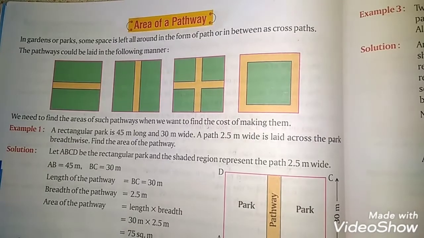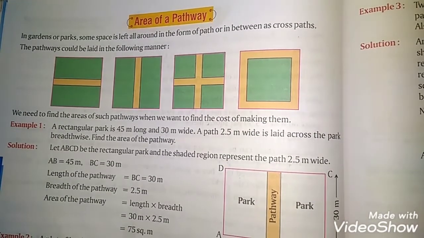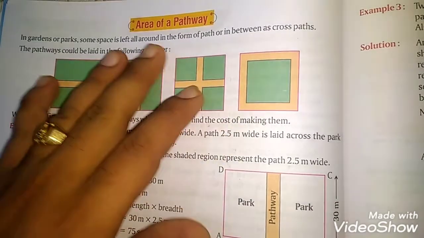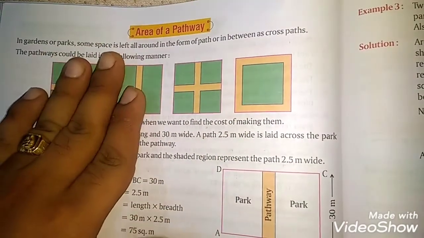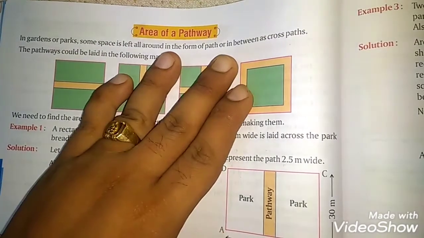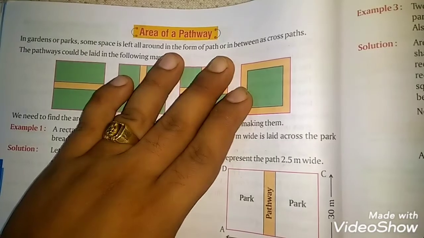Today in lesson number 1, we will discuss the topic area of a pathway. Now, what do you mean by pathway? These pathways are spaces left in gardens or parks, all around in the form of a path or in between as cross paths. You might have visited some of the gardens.